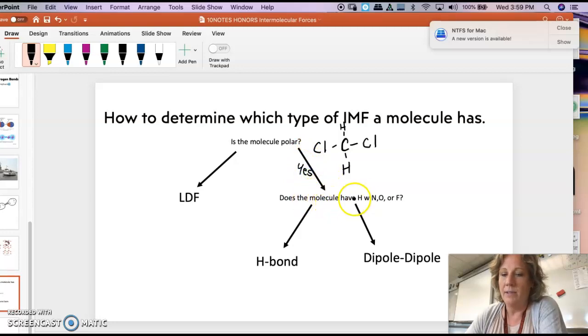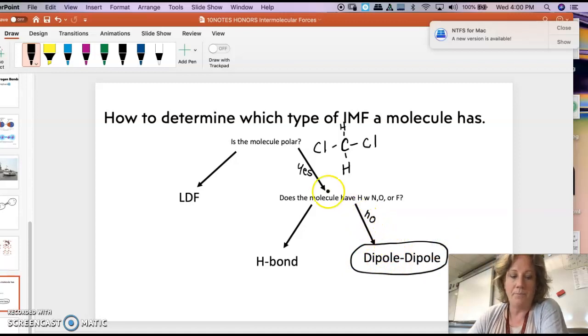And then I have to ask myself, does it have hydrogen directly bonded with nitrogen, oxygen, or fluorine, that NOF? And then I'd say no. So then that molecule is going to have dipole-dipole interactions. So similarly, if I do chlorine and chlorine, we know this is a nonpolar molecule.